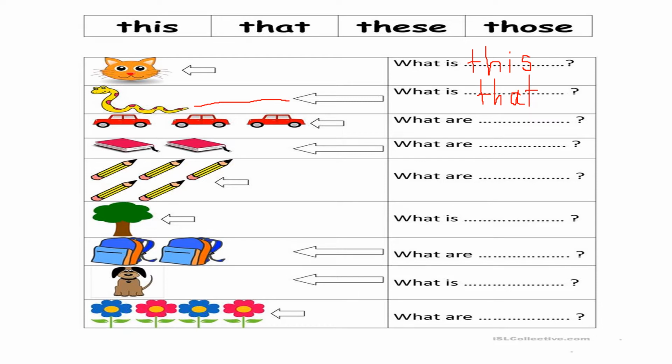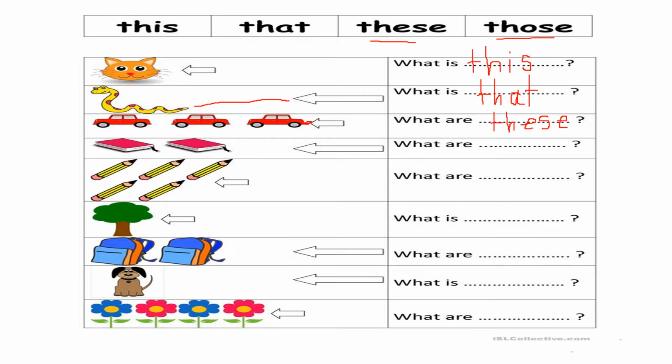We have 1, 2, 3 cars and the arrow is close to them. So because we have more than one, we use these or those. These, when it's close to us. So we say, what are these? Why do we say these? Because it's close to the arrow and we have more than one. Good. Now let's look at the books.